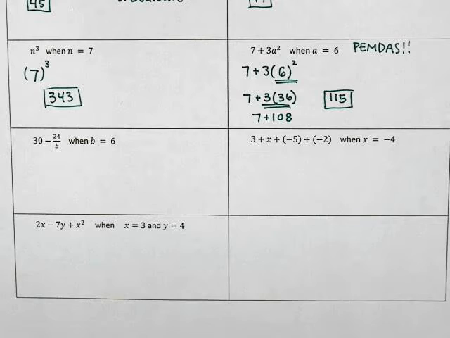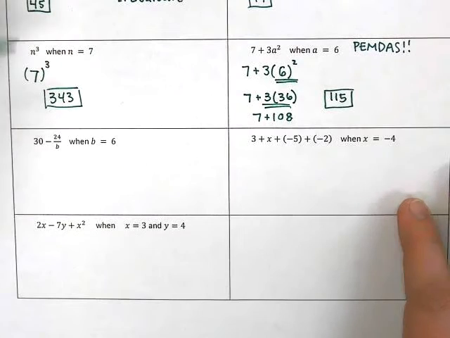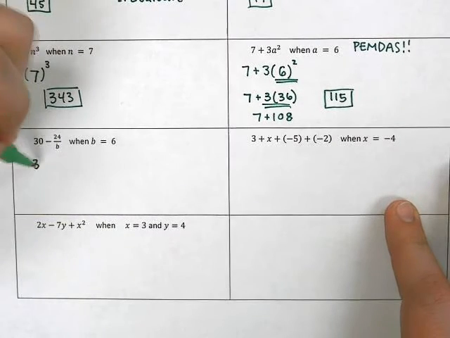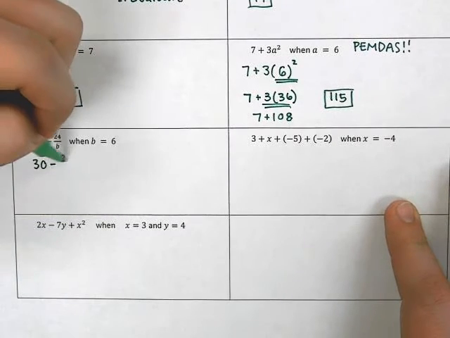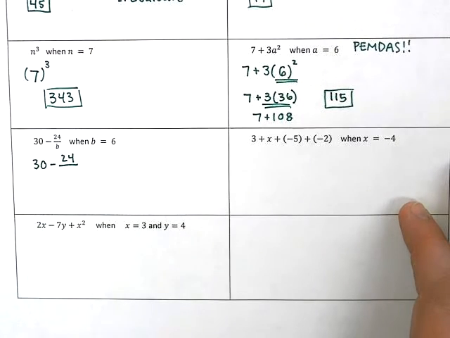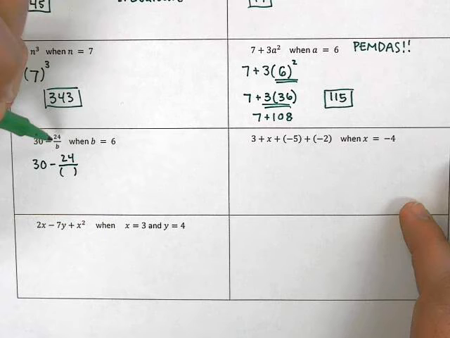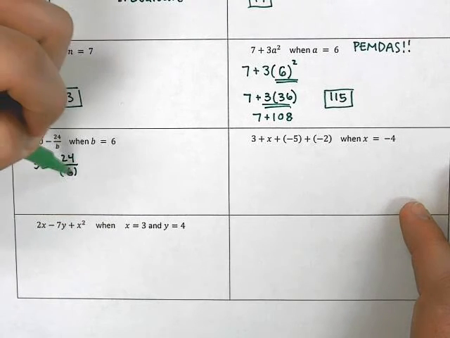A few more problems, nothing too crazy. Let's take a look. All right, so 30 minus 24 over b, or 24 divided by b. Let's rewrite exactly how it looks, but replace the variable with the value. So I'm going to put my parentheses there and then understand what? That I'm replacing b with a 6.